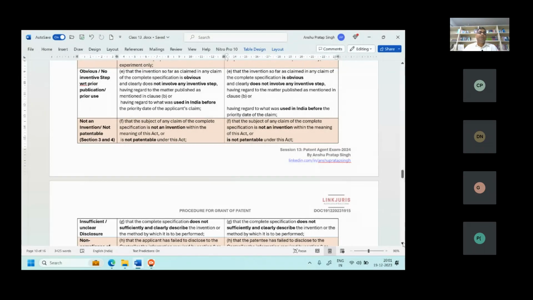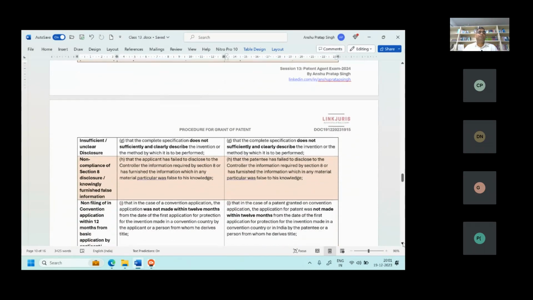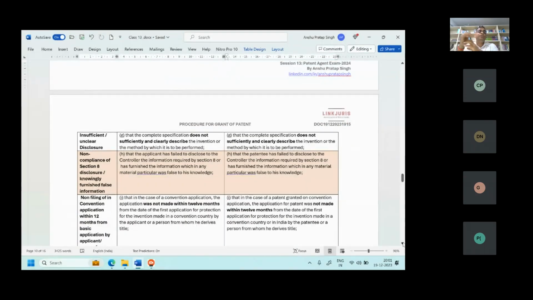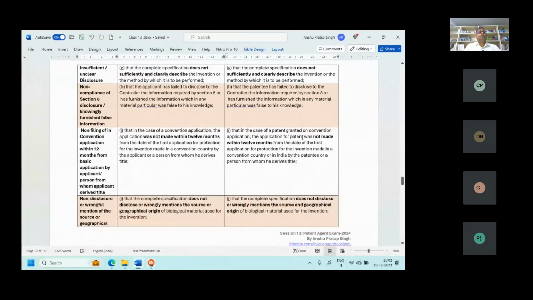Again, you can take an objection there. Insufficient, unclear disclosure. Now, claim related problems. That claim, the complete specification does not sufficiently and clearly describe. Then procedural related objections. Section 8 was not filed. The information furnished was false. Then if it is a convention application, procedural lapse. Here we are talking procedural lapse. Procedural section 8 lapse. Then from convention application, you have not entered in India within 12 months.